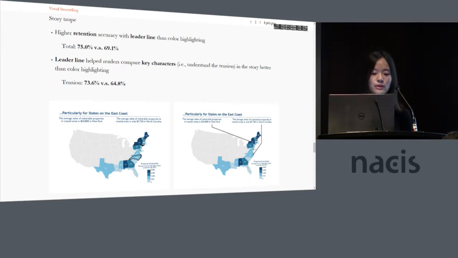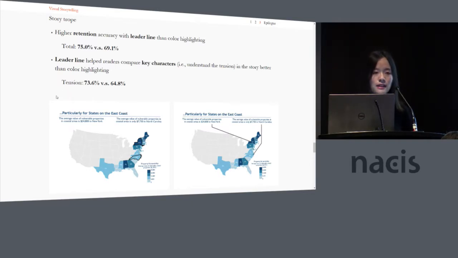So we could see that when it comes to overall retention accuracy, the difference is nearly 6%. So leader line certainly has an advantage over color highlighting when helping the readers memorize facts. Also, leader line helps the readers compare the key factors, or in other words, understand the tension in the story better than color highlighting. So this is the comprehension accuracy for interpreting the key actors. The leader line has a 10% advantage over color highlighting.